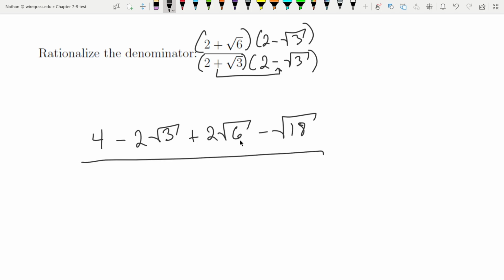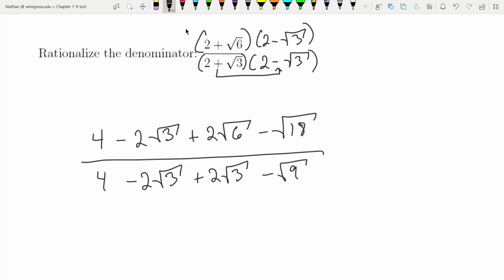Now in the denominator, we're going to get 2 times 2 is 4. 2 times negative root 3 is negative 2 root 3. Root 3 times 2 is plus 2 root 3. And root 3 times negative root 3 is negative root 9.